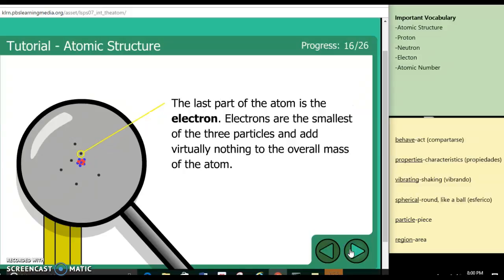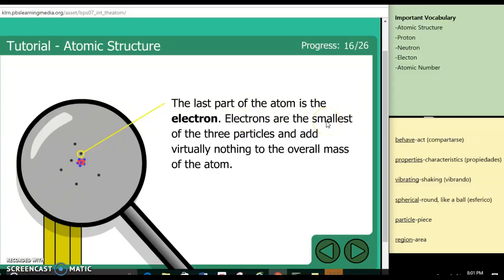The last part of the atom is the electron. This is one of our important vocabulary words. Electrons are the smallest of the 3 particles and add virtually nothing to the overall mass of the atom. Electrons are very, very tiny. Very small mass. Fill this information out on your chart.